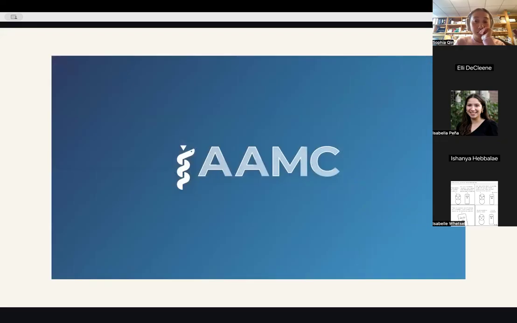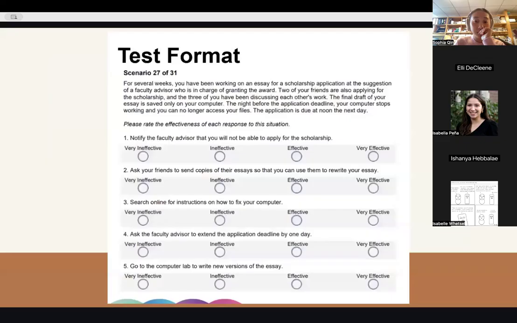Okay. So hopefully that gives you an overview. Then we'll look at another question more closely, and then we'll look at the next one, which has answers included. But this would be an example of a test question you would get. So, scenario 27 out of 31. You can take a minute to read that scenario, and then underneath you can see what it's going to look like in terms of how you have to respond.